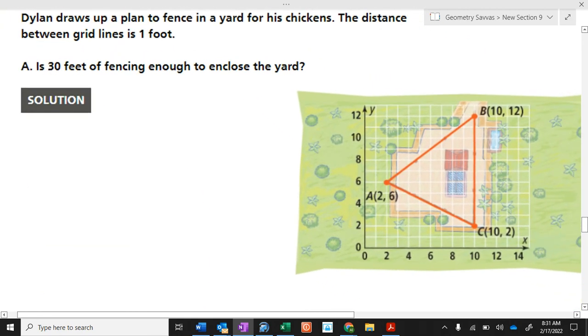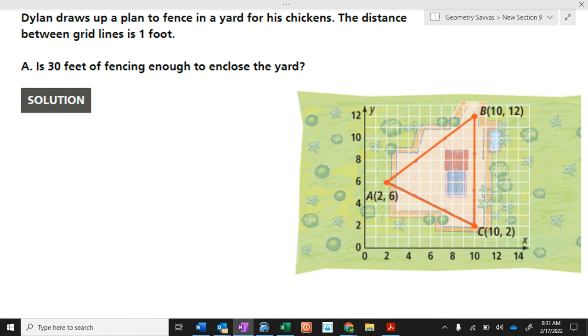All right, Dylan, he's a chicken farmer, or he wants to be a chicken farmer, and he has 30 feet of fencing. Does he have enough fence to fence off this triangle that he's going to make? He's going to put a post here, put a post here, put a post here, and string up wire to keep his chickens in. Okay? Does he have enough? Well, let's see.